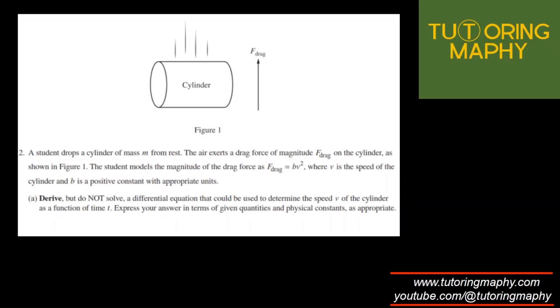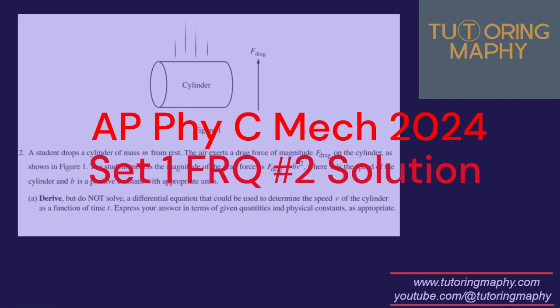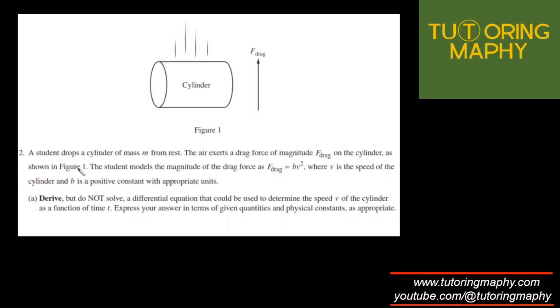This video is on the AP Physics C 2024 actual exam, set 1, question number 2. So let's talk about this. The student drops a cylinder of mass m from rest. The air exerts a drag force of magnitude Fdrag on the cylinder as shown in figure 1. The student models the magnitude of the drag force as bv squared, where v is the speed of the cylinder and b is a positive constant with appropriate units.